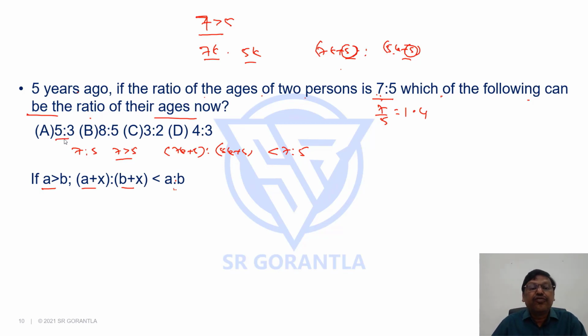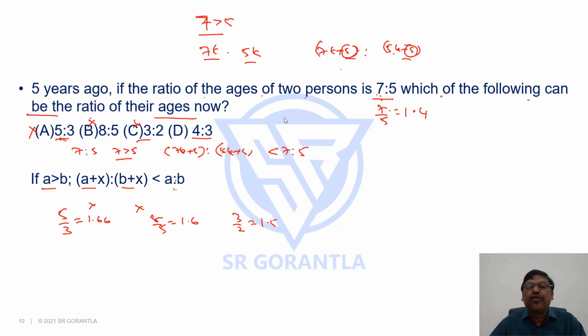I have to check. 5 by 3. What is 5:3 or 5 by 3? 5 by 3 is 1.66. No, I can't take this. 8 by 5, 1.6. I can't take this. The ratio has to be less than 1.4. 3 by 2, 1.5. I can't take this. It is more than 1.4. So this is ruled out. This is ruled out. Then this is the only one left.